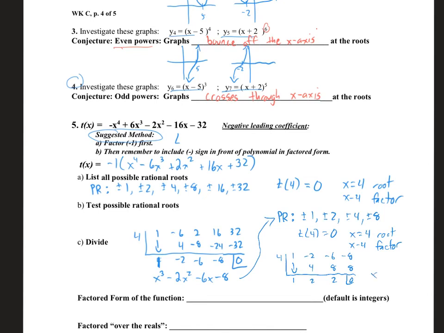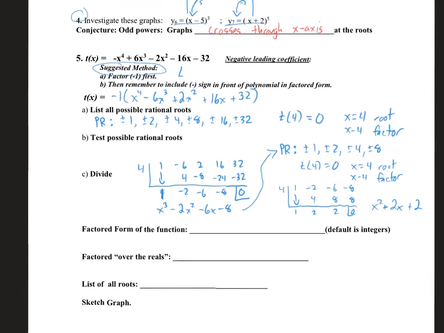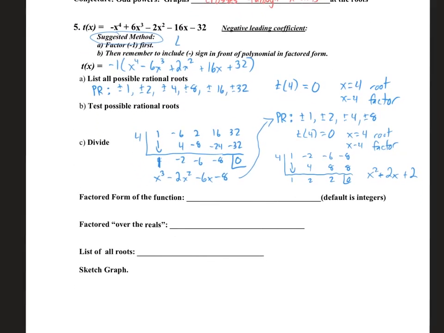And we get x squared plus 2x plus 2 as our quadratic. And again, once we get down to a quadratic, we don't have to use the rational root theorem anymore. We can look to use our other methods that we learned a long time ago. Okay, so quadratic formula or factoring. Unfortunately, this one's not factorable.